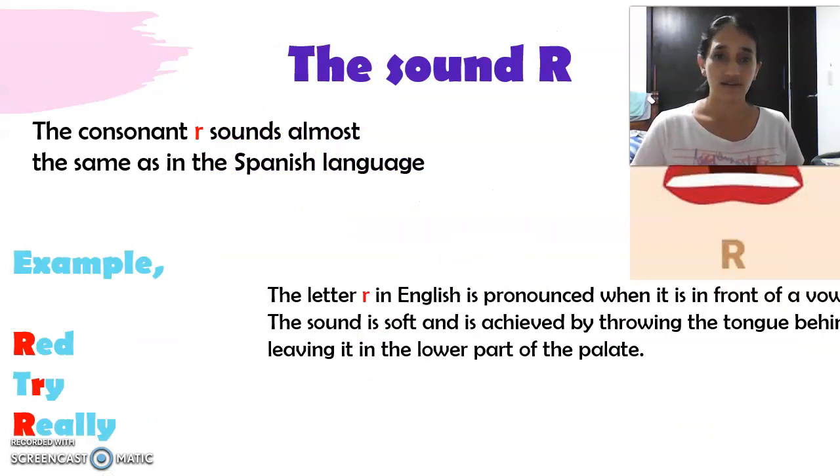The sound R. The consonant R sounds almost the same as in the Spanish language. The letter R in English is pronounced when it is in front of a vowel. The sound is soft and is achieved by throwing the tongue back, leaving it in the lower part of the palate. Examples: red, try, really. The sound R.